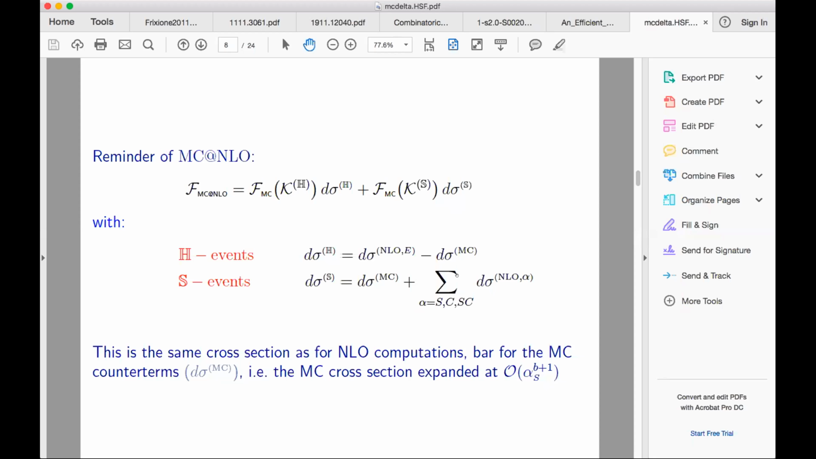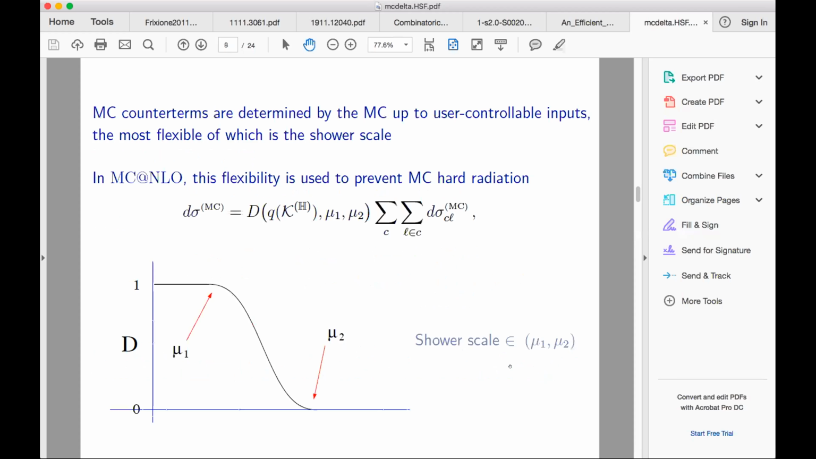Now, in order to convert your preferred fixed order NLO computation into an MC@NLO computation, what you do is to establish what the Monte Carlo does at this order in alpha, which is completely in the hands of the Monte Carlo authors, except for some controllable inputs, the most flexible of which is the shower scale. So in the most recent versions of MC@NLO, what we do is to exploit this flexibility in order to assign a scale between two given hard scales associated with the process. Okay, and this is done in an event by event and essentially random way. But still, these two scales mu1 and mu2 are fixed and of the order of the hardness of the process.